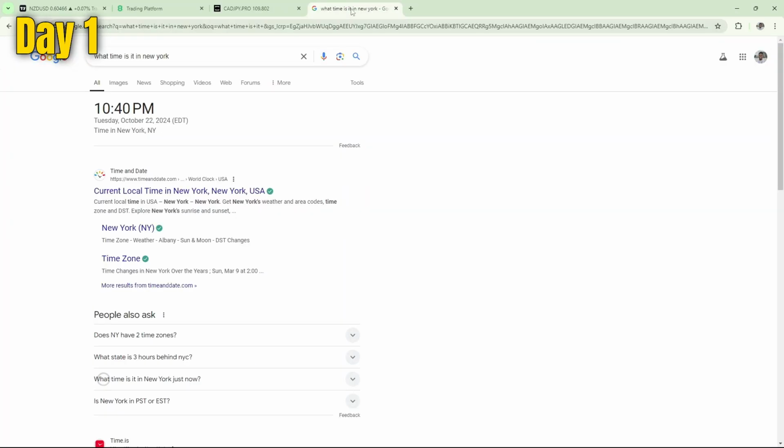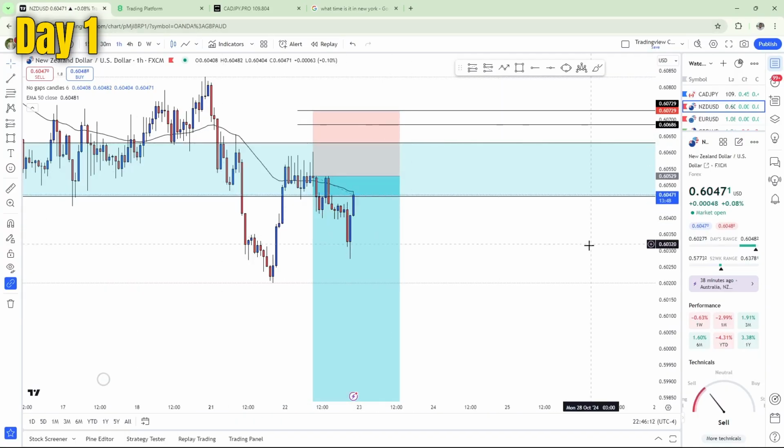Okay, trade update. So it is currently 10:40 p.m. I am probably going to go to bed probably within an hour or two. Just watching the Lakers and Timberwolves game. So I'll probably go to sleep before that even ends.